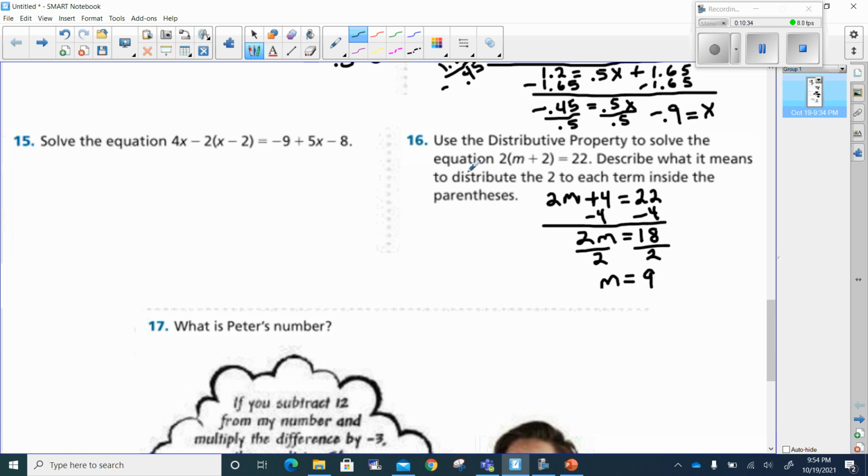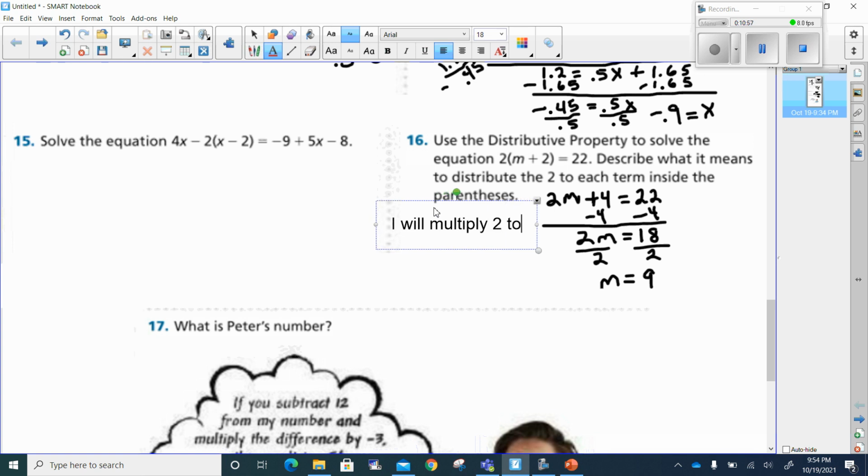Now describe what it means to distribute the 2 to each term inside the parentheses. It means I'm going to multiply 2 to everything in the parentheses. So I'll write that out. I will multiply 2 to everything in the parentheses. Okay.